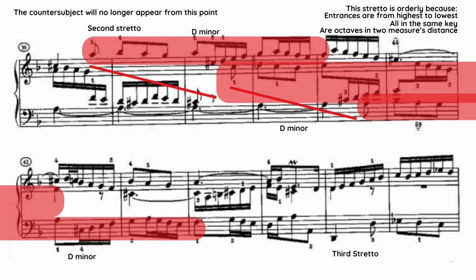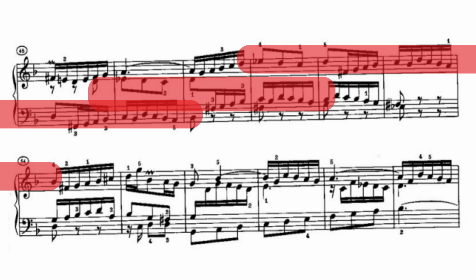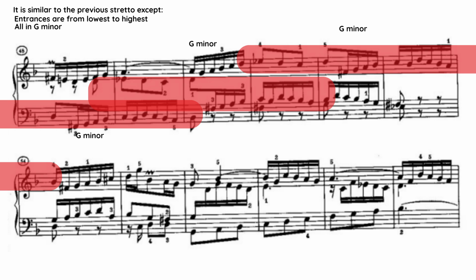Now, there is another stretto occurrence afterwards, starting with the bass being followed by the alto and then the treble. It is like the previous stretto except that the entrances are from lowest to highest, and instead of D minor, they are all in G minor. But likewise, like the other stretto, they are still in octaves, 2 measures distance.